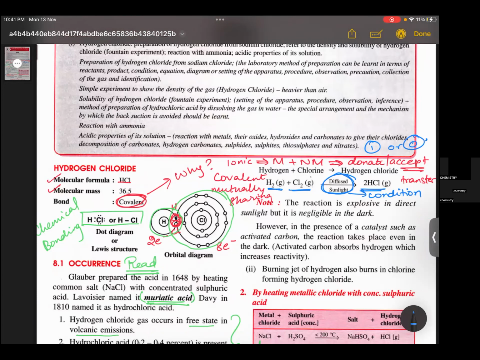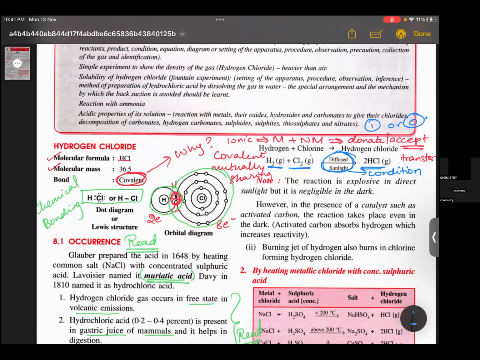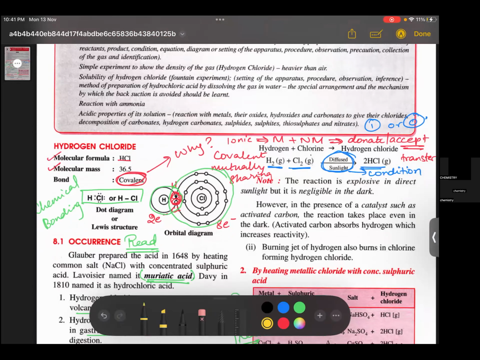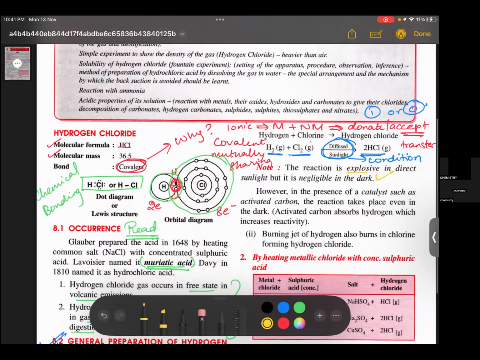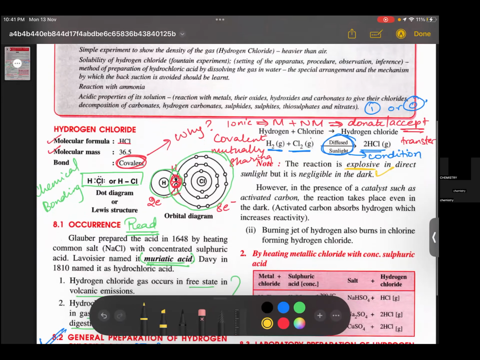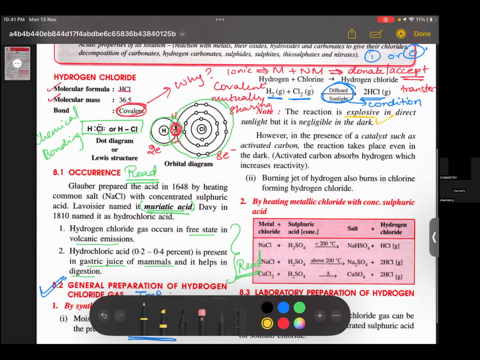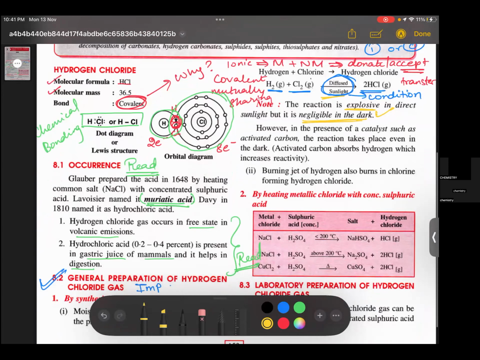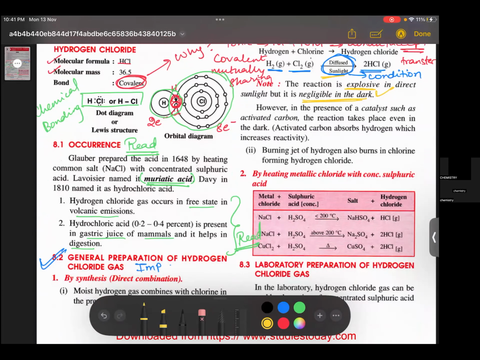Now, they can ask you, why is diffused sunlight required and not direct? So this is a give reason, not a very important one, but we can just go through it. Because the reaction is explosive in direct sunlight, but it is negligible in the dark. So we use diffused sunlight. However, in the presence of a catalyst such as activated carbon, the reaction takes place even in the dark. So you can just go through this.